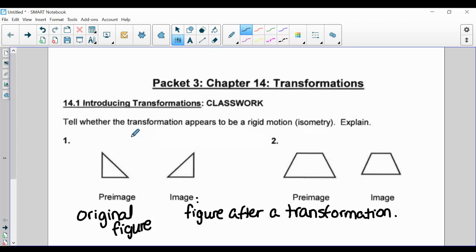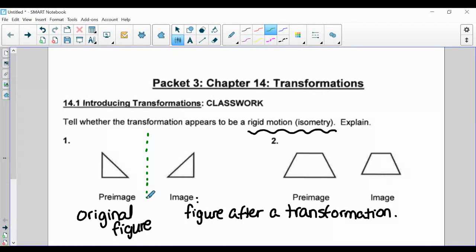The first question, we're supposed to tell whether the transformation appears to be a rigid motion, an isometry. I gave you this vocab word in class. Remember what it means? That size and shape is preserved. In number 1, it does look like the size has remained the same. And we want to tell whether it's a rigid motion.